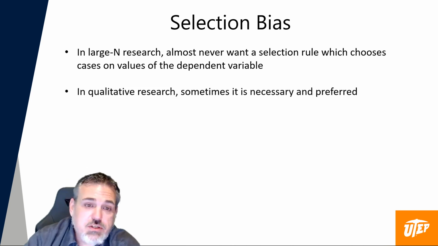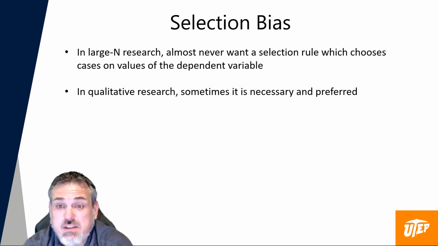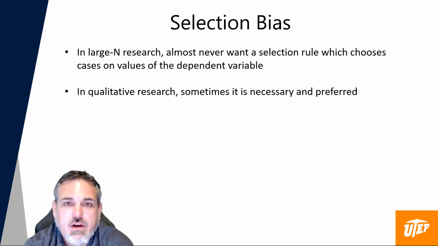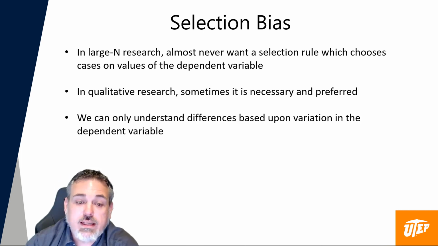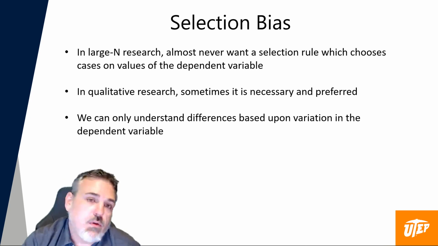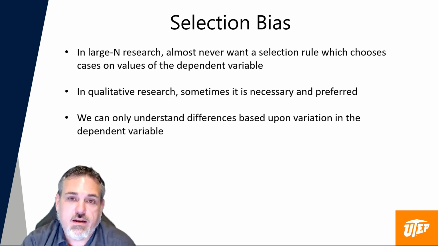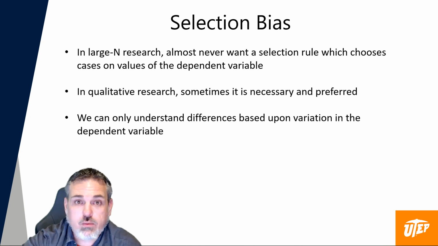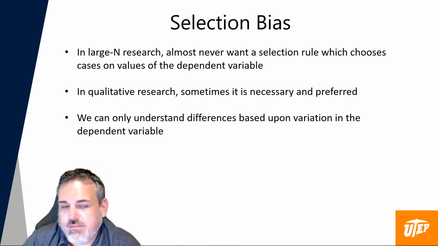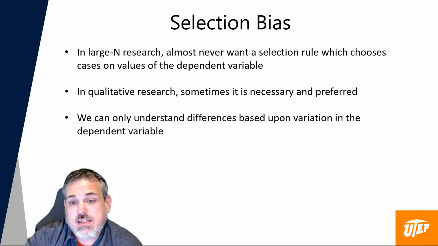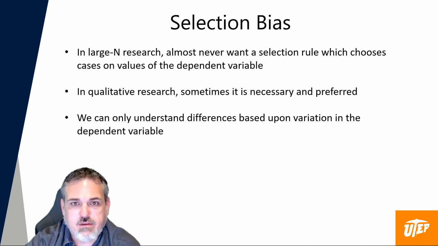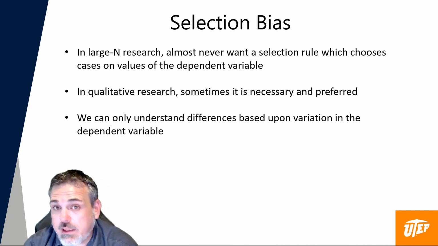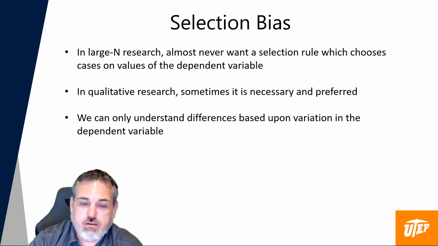In qualitative research, however, choosing on the dependent variable is sometimes necessary and sometimes preferred. Because by choosing on the dependent variable, it gets us a quality that we need, and that quality is variation. We're only able to draw causal inference in any sort of study if we have variation on the dependent variable. So while in large N research, we don't want to, as we say in parlance, cook the books, by using a selection rule that chooses cases based on the value of the dependent variable, in qualitative research, sometimes we absolutely need to do that so that we have variation in the dependent variable.